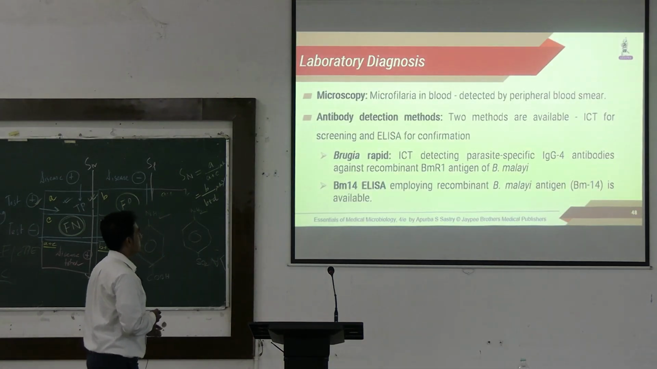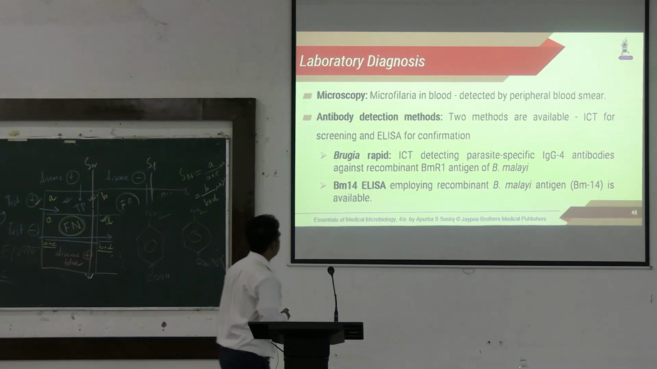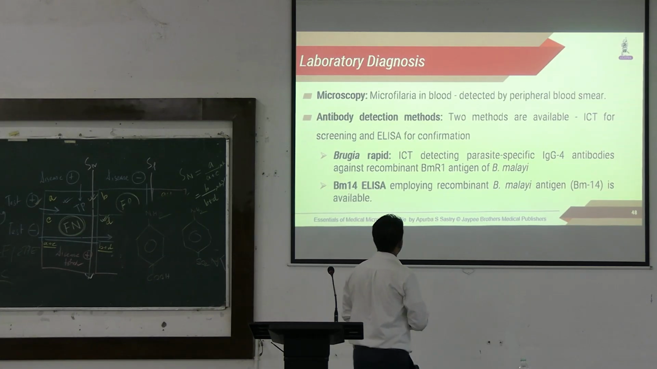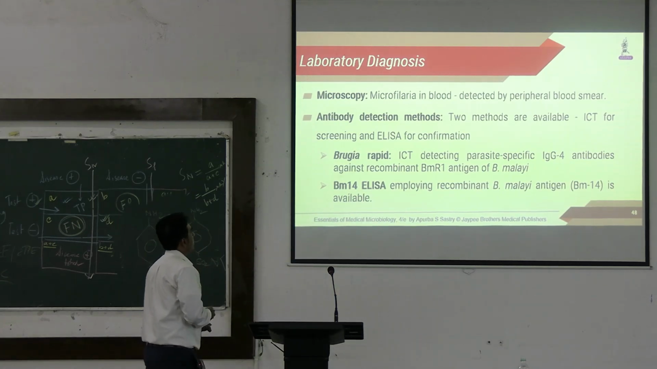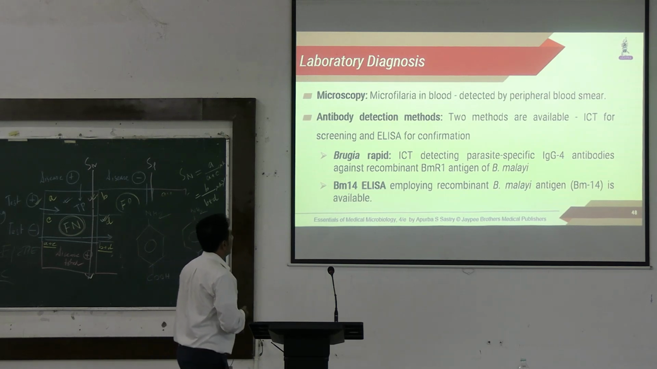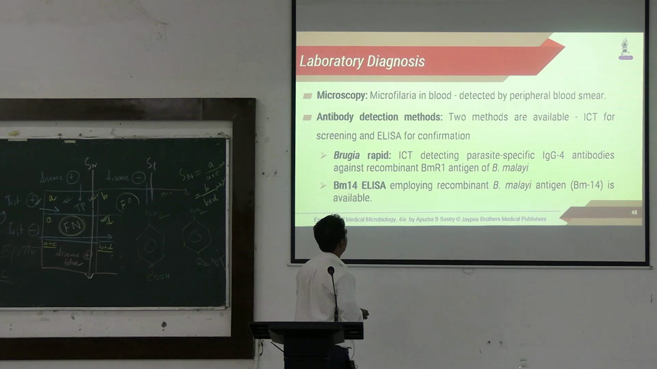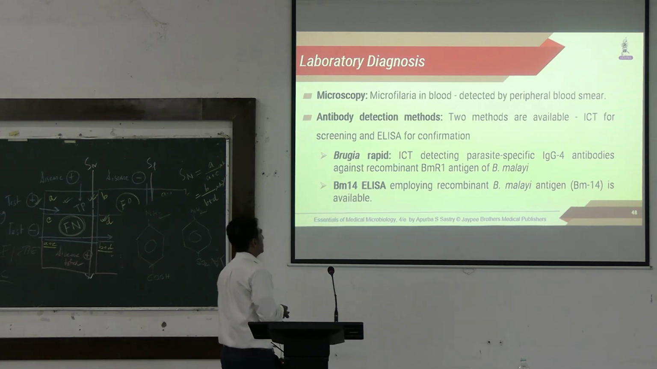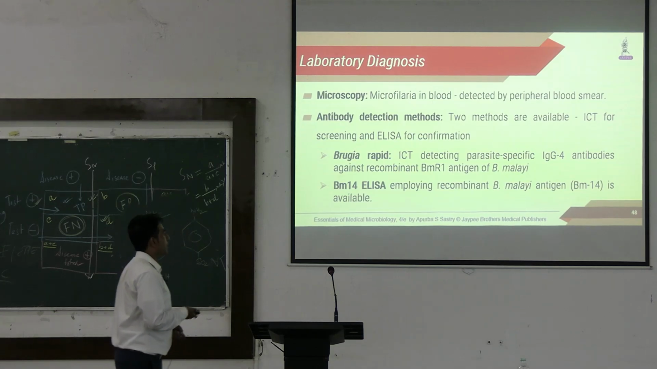Microscopy: microfilariae are seen in the blood, detected by peripheral blood smear and stained by Giemsa stain. Antibody detection tests are also done here, immunochromatographic tests for screening and ELISA for confirmation. The Brugia Rapid test is used, an immunochromatographic test detecting parasite-specific IgG4 antibodies against the recombinant BmR1 antigen of Brugia malayi, and BmR1 ELISA employing the recombinant Brugia malayi antigen is available.